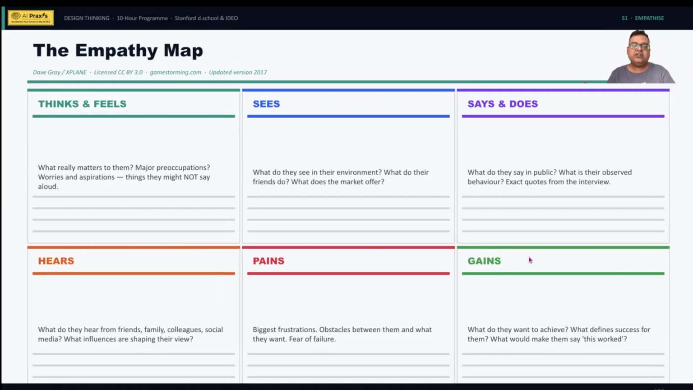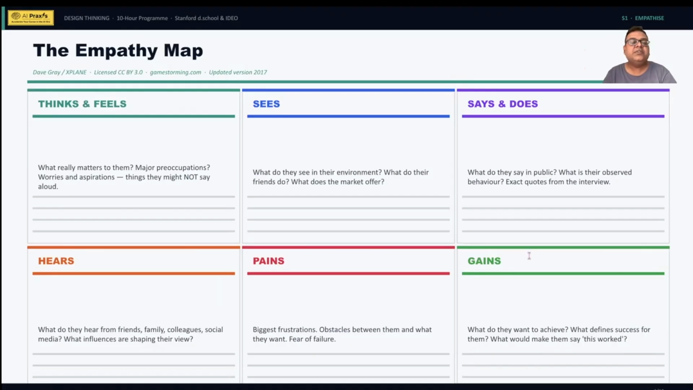Now we are at the fourth point, the second row, the bottom row, and that's where we start with hears. Okay, so think about the voices influencing your user. What are they hearing from family, friends, teachers, managers, social media, news, society, for example?